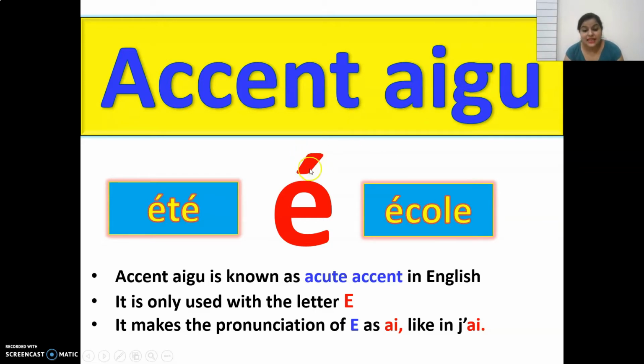So, what things did we learn about accent aigu? That it is a sign that is tilted toward the right hand side. It is known as an acute accent in English. It is put only and only over the alphabet E. And what difference does it make in the sound? It makes the sound of E as A. For example, été and école. Now let's move to the next accent.